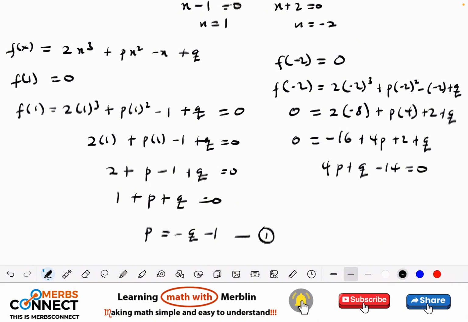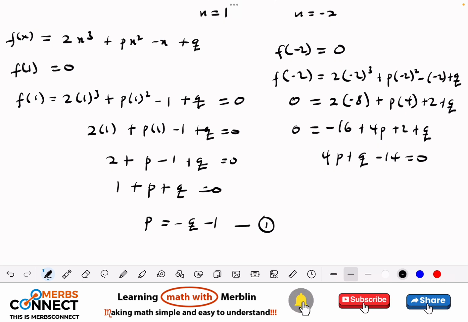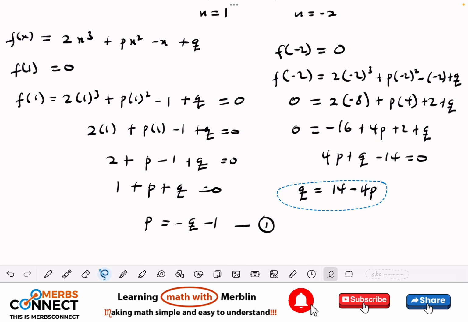So what can we do? We can make, let's say, p the subject, or let me say q the subject. Let's make q the subject here. So q is going to be 14 minus 4p, right? Good. So let's call this one equation 2.